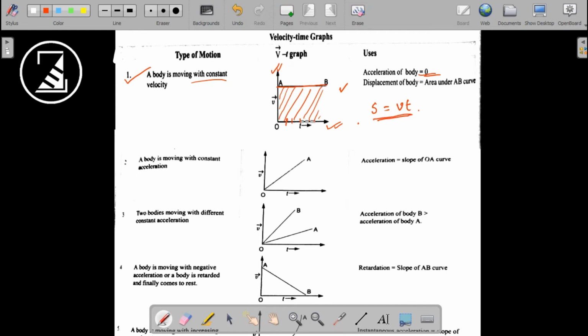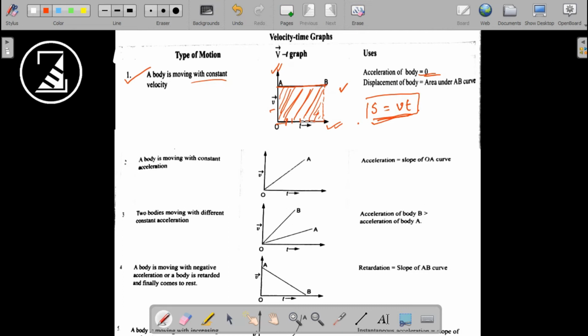Now here in this rectangle, if we complete this rectangle just like this, then one side is time, another side is velocity. If we multiply these two, then we get area of this rectangle, which represents the displacement of the body. Okay, so displacement of a body is equal to area under the Vt graph.